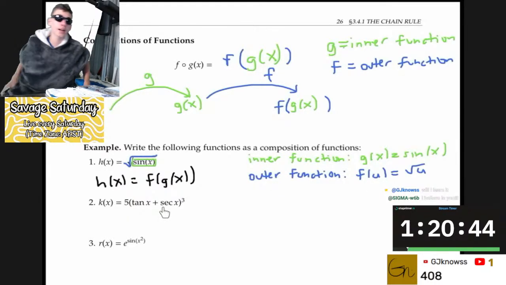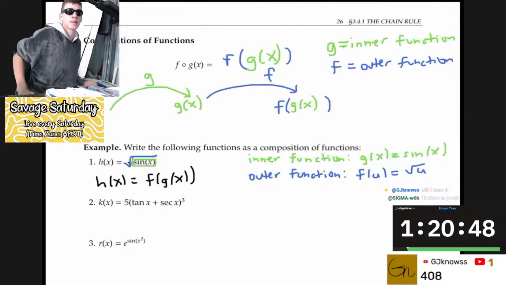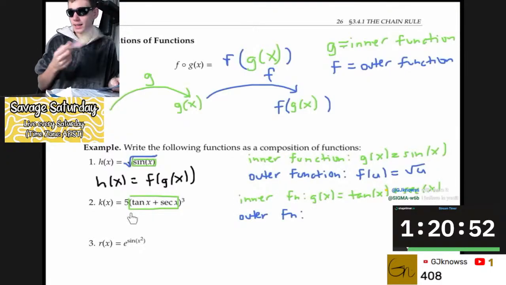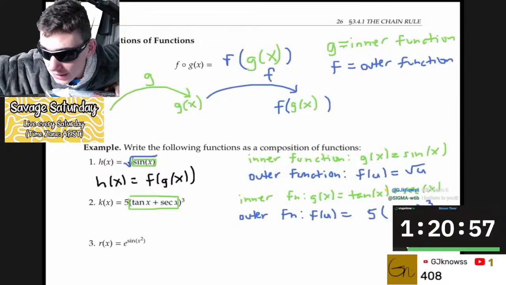Please take a moment to write the next two functions as compositions of functions before you go on. A natural way to write k of x as a composition is to let our inner function be tan of x plus secant of x. The outer function describes what happens to that box. It gets cubed and multiplied by 5.